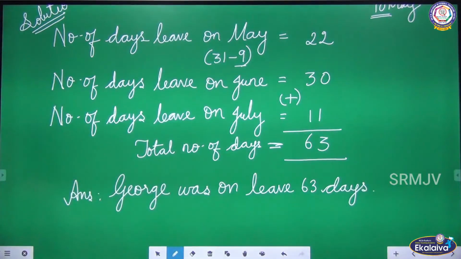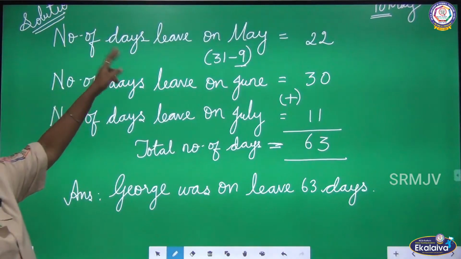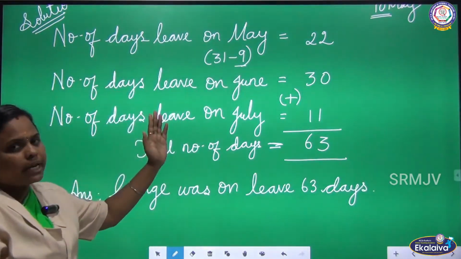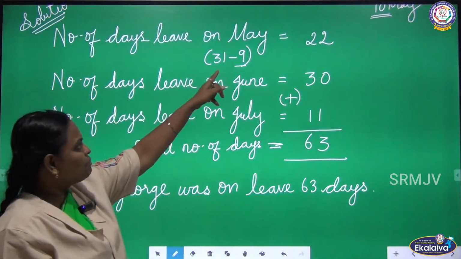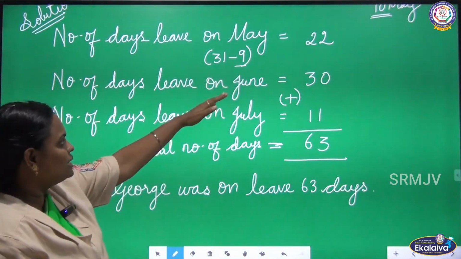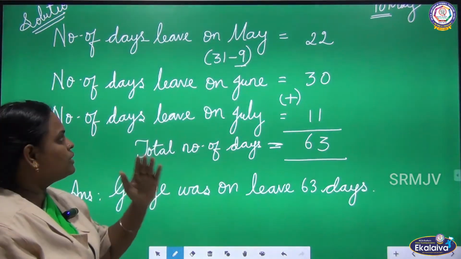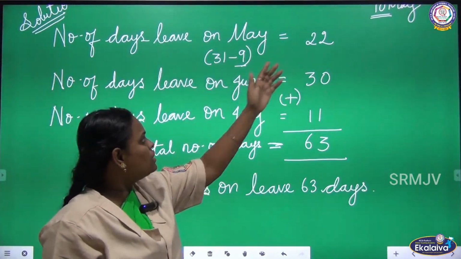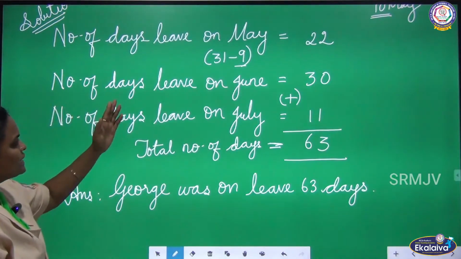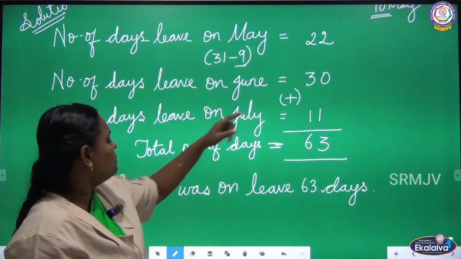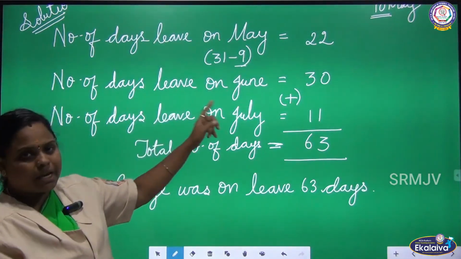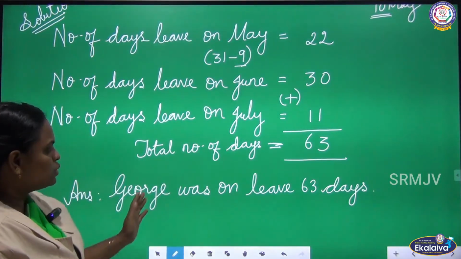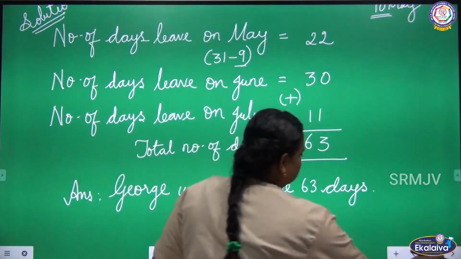Listen, number of days leave on May equal to 22 because from 10 he took leave. So we have to subtract the number before it, 31 minus 9, because from May 10 we are going to calculate. So 31 minus 9 is 22. Next, number of days leave on June equal to 30. Next, number of days leave on July equal to 11. If you add, you will get 63 days. So George was on leave 63 days.